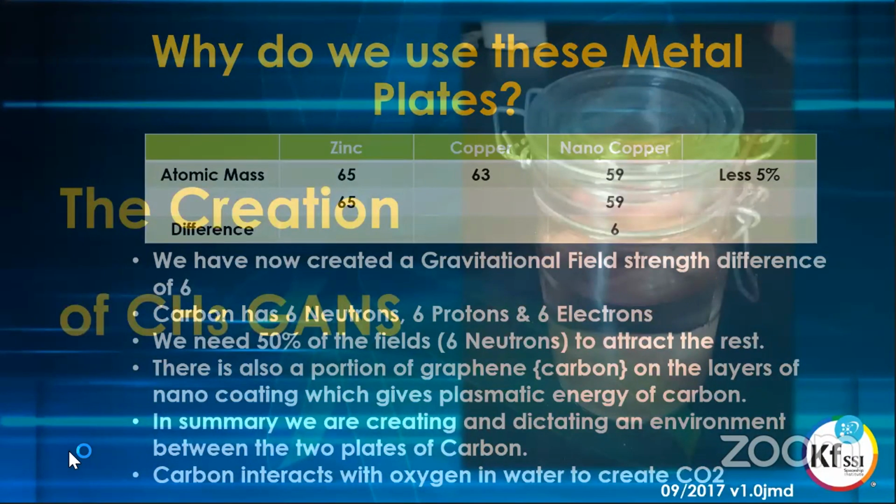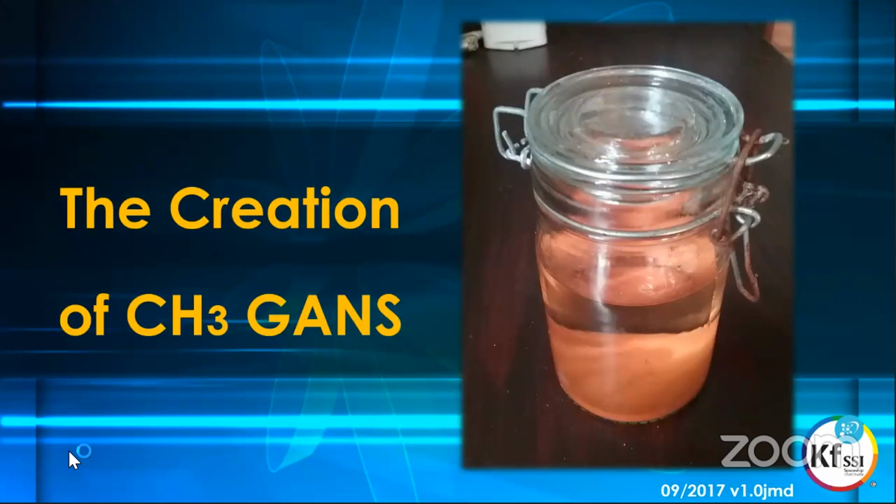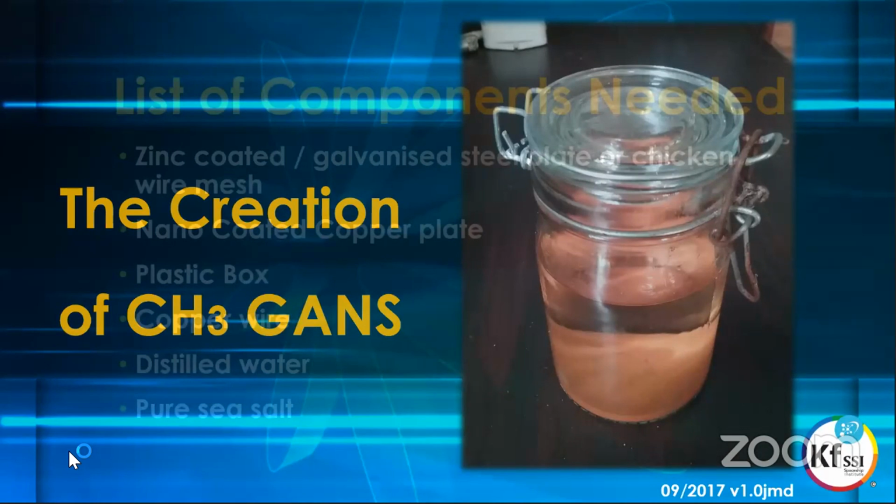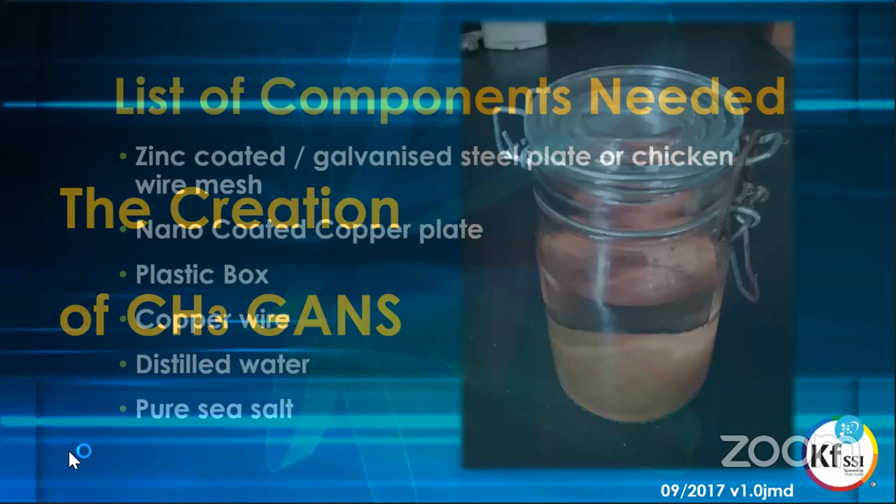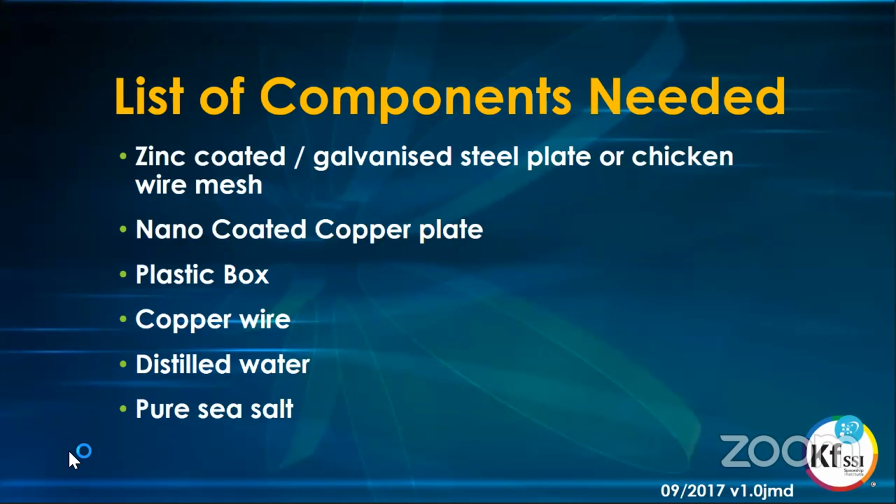Now we have to take those same concepts and move into the creation of the CH3 Gans, using the same principles and understanding. Again, just a list of what you'll need. It's exactly the same as the CO2 box. We have our copper plate, but what we need now is a zinc coated plate, or galvanized steel plate, or chicken wire mesh.